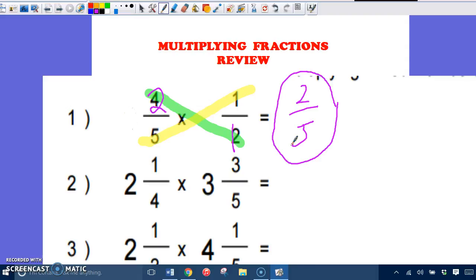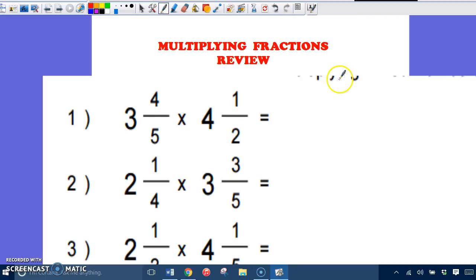So for all my multiplication problems, I will use the reduce diagonally first instead of multiplying straight across first, then reduce. Remember, I like to reduce first. Okay? So what I showed you was a basic example of how to multiply fractions that are not mixed numbers. Okay? So what happens when you do have mixed numbers, such as our original problem?